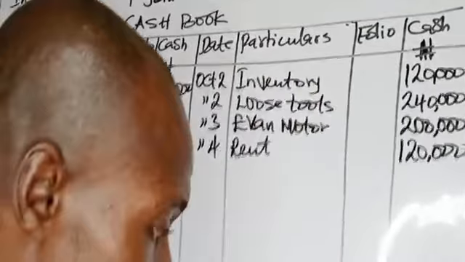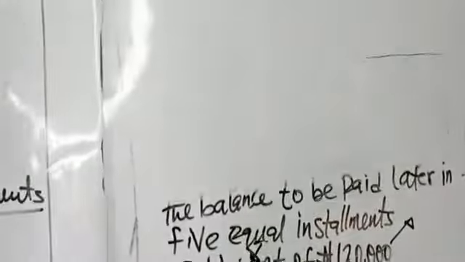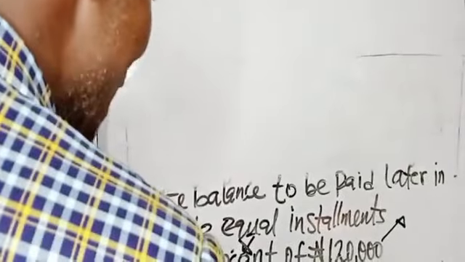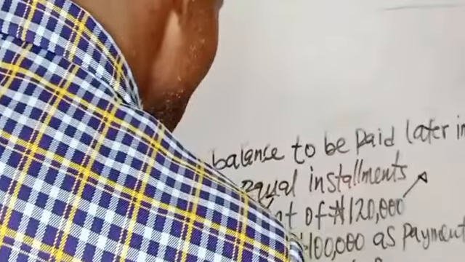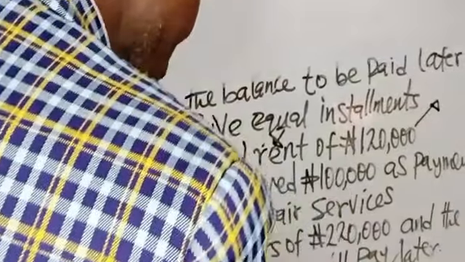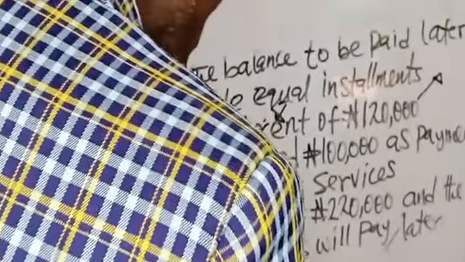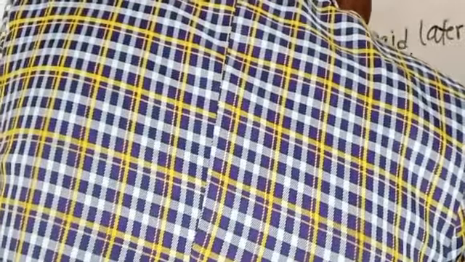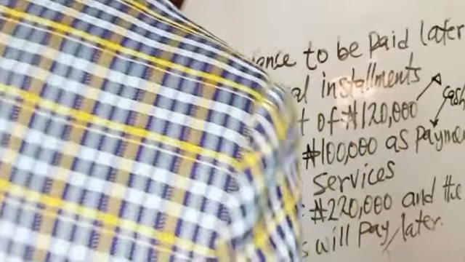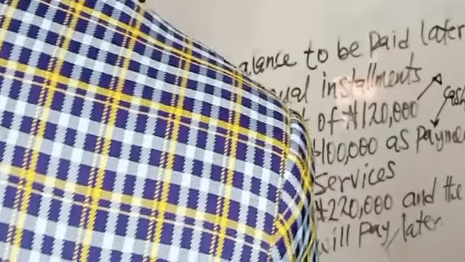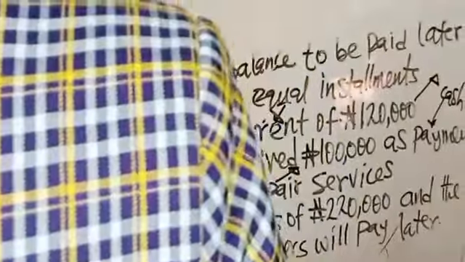Back to the question. We have October 5th, received 100,000 naira as payment for repair service. So you receive money. That means you are receiving cash for repairs. Cash is what you receive, so you debit cash. Cash comes in. Then repairs service is the giver, so you credit repairs revenue account. So you receive the sum of 100,000 naira.